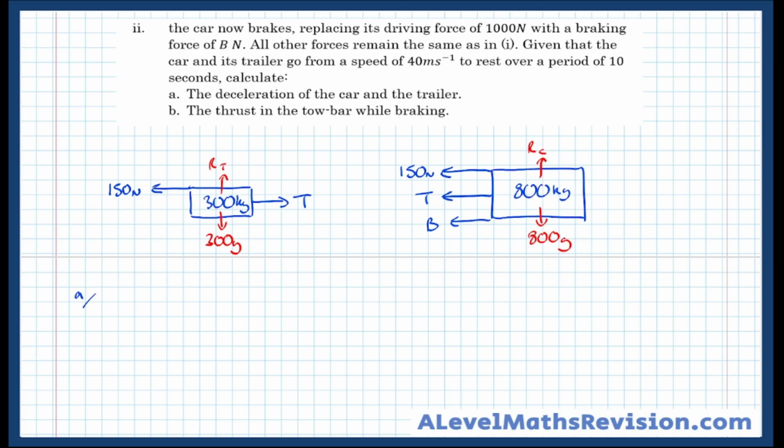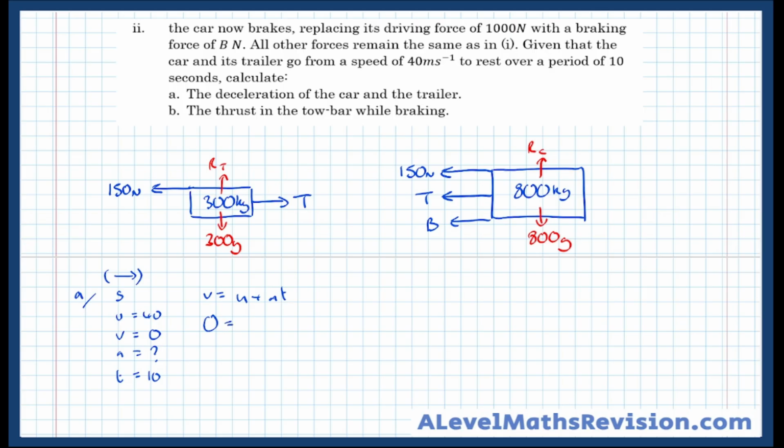So part A, the deceleration of the trailer. Well, this is a SUVAT problem, because we know that the initial speed is 40 meters per second if we consider right to be positive. The final velocity is 0, and the time over which it does it is 10 seconds. And its acceleration we're trying to find. So we need an equation that links u, v, a, and t. Well, that's the equation v equals u plus at.